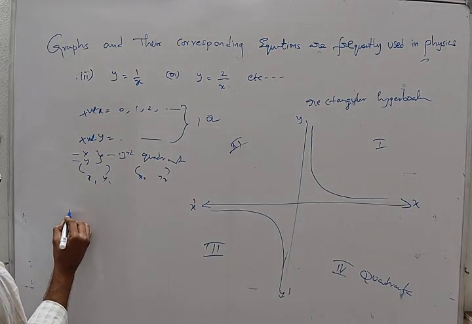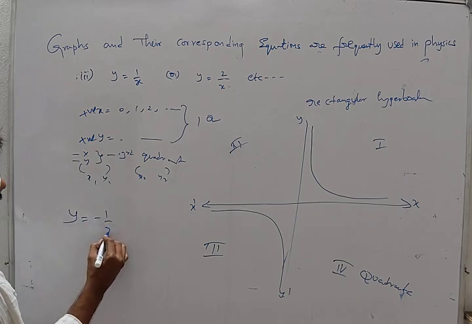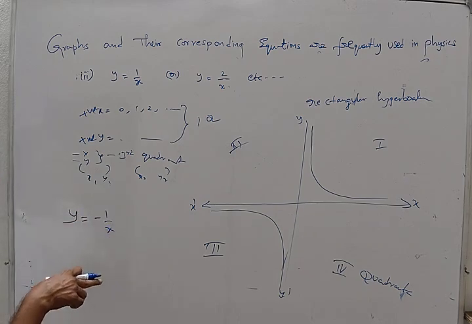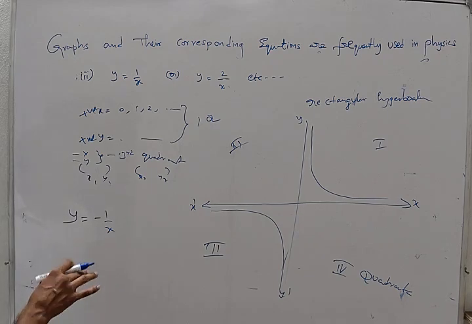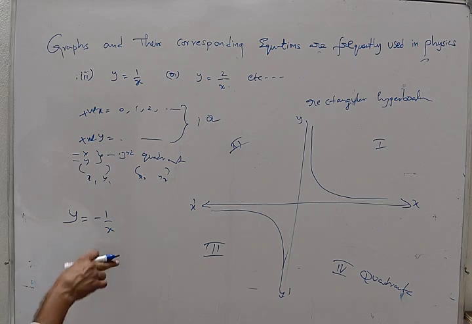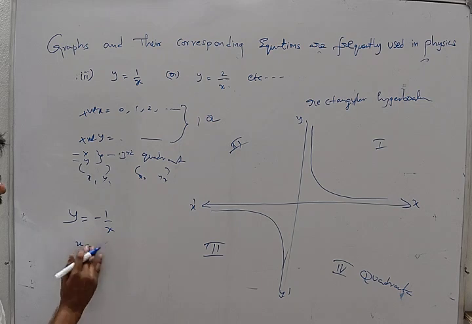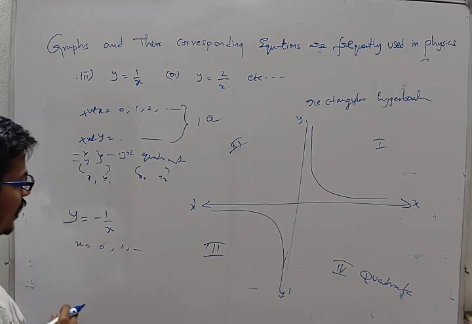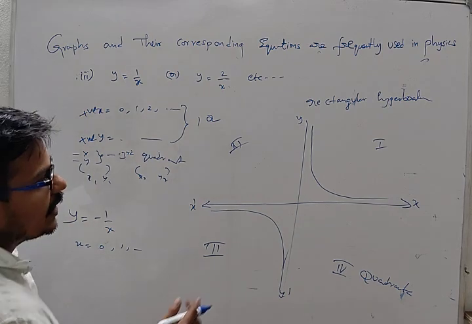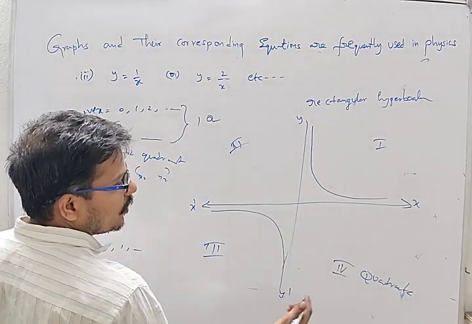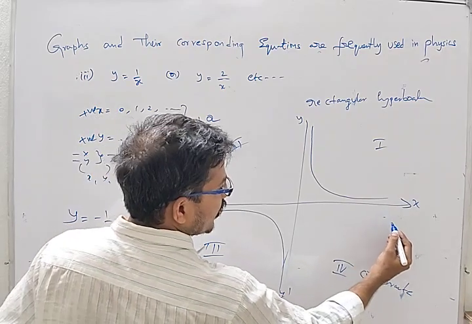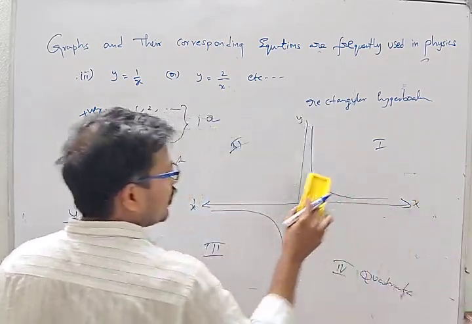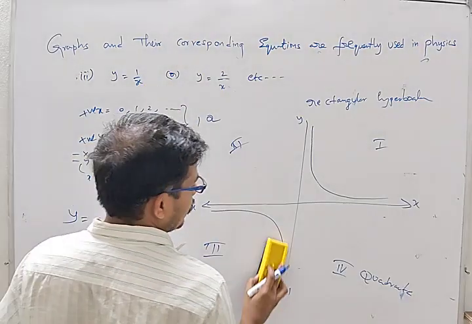And in that, if we have a general equation like y equals minus 1 by x, we are not taking it as minus x. If given as y equals minus 1 by x, if you take x values as positive, 0, 1, 2, 3, like that, in that case y should be negative. If x is positive and y is negative, it is in the fourth quadrant. Right, this is the first case.